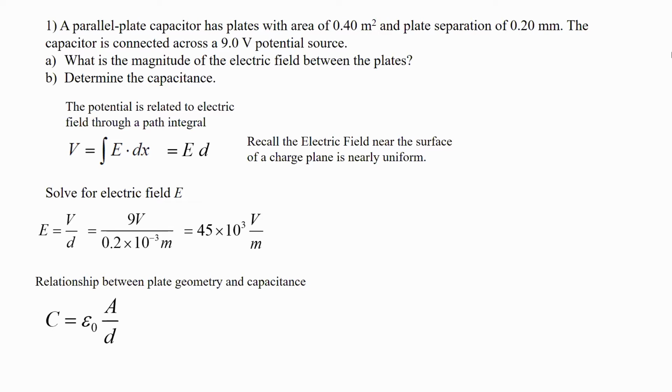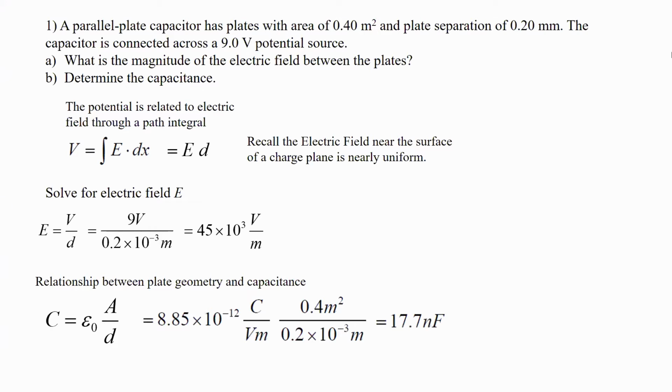All right. So we have the area. I mean, that's given to us in the problem. Separation is given to us. Epsilon naught, I mean, if this was on the exam, epsilon naught would be given to you. And that's 8.85 times 10 to the minus 12 coulombs per volt-meter. And evaluating this on a calculator, we get 17.7 nanofarads.